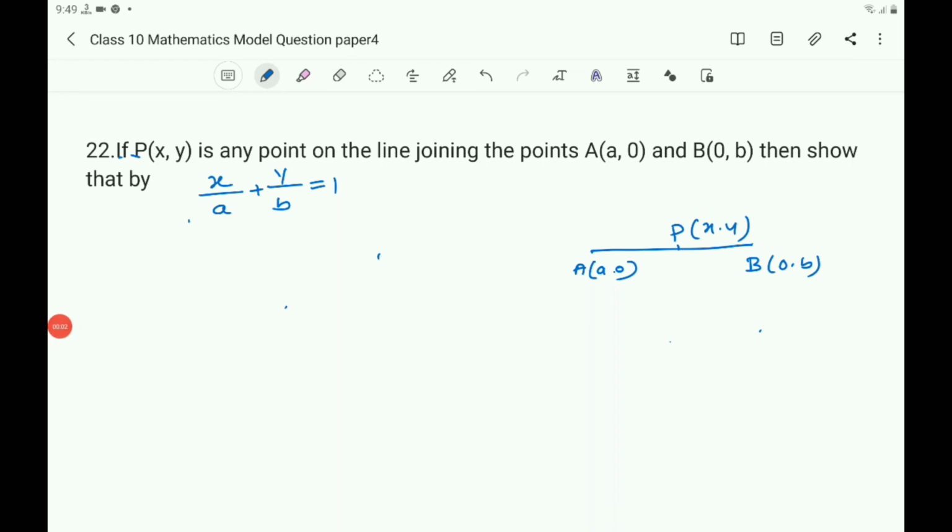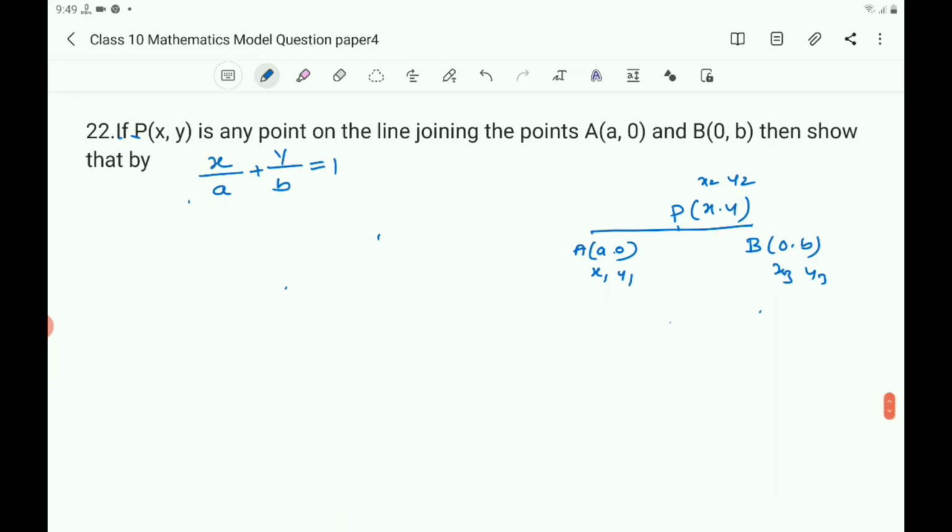Now let us consider a straight line AB. P is a point on it, and let us say its coordinates are x1 y1. Let us have x2 y2 and x3 y3. The points A, P, B are collinear. As these 3 points are collinear, the area of the triangle formed by these 3 points equals 0. Now let us use the formula to find the area of the triangle.